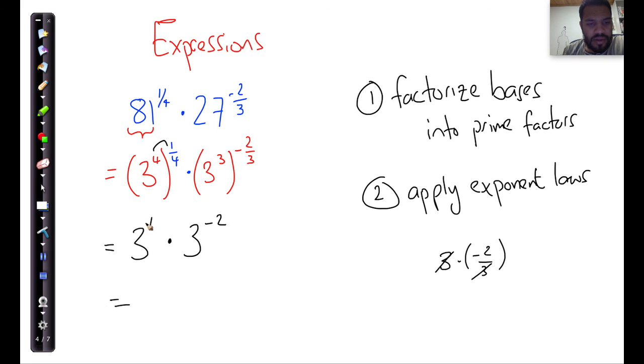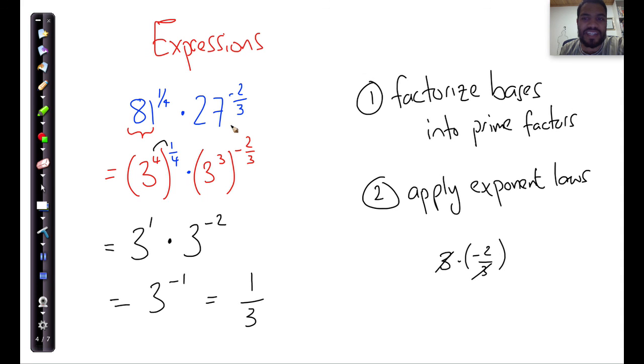Now I see that the bases are identical. The base here is exactly the same as the base there, so now I can simply calculate this. 1 minus 2 is minus 1. And as we know, 3 to the power of negative 1 is 1 over 3 to the power of positive 1. That is the first example of how to simplify one-term expressions. Remember, this is a single term because there are no plus or minuses separating the term values.